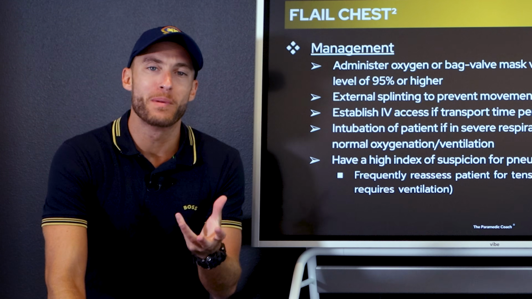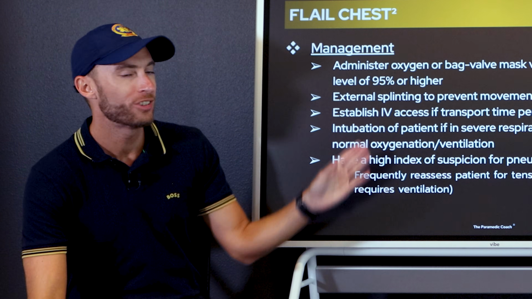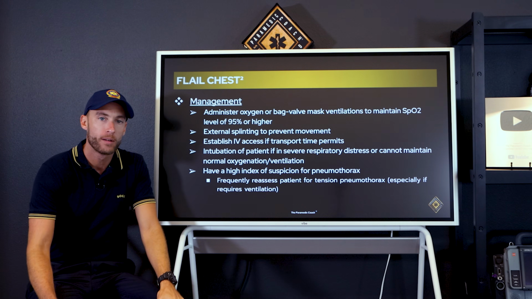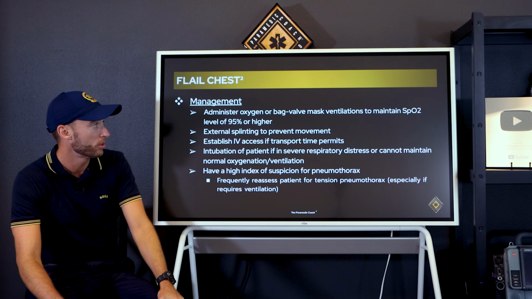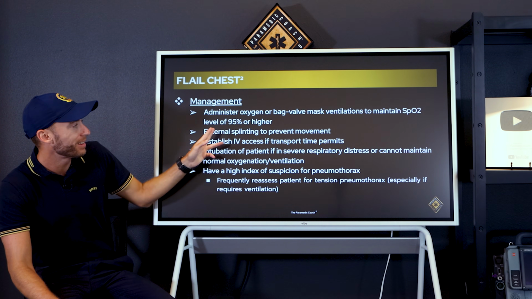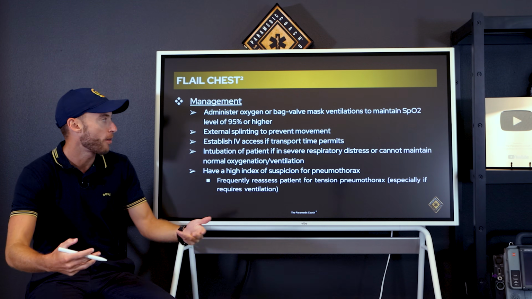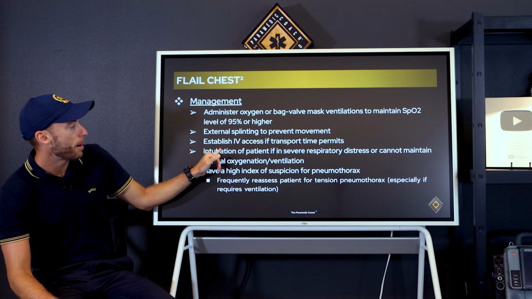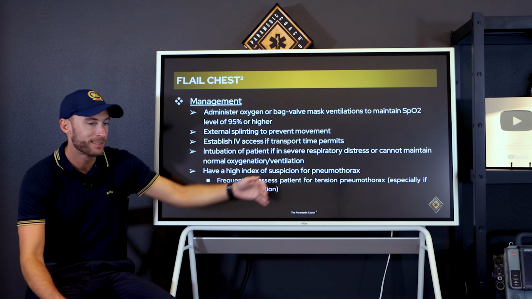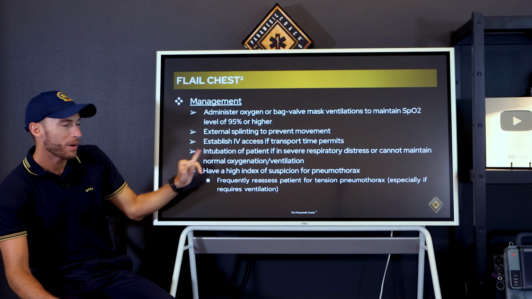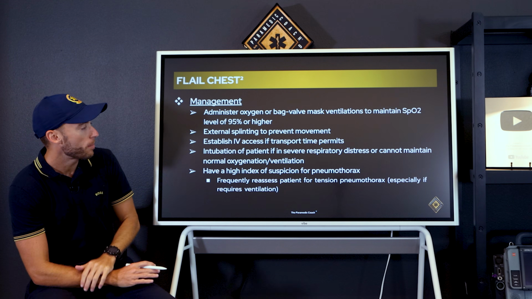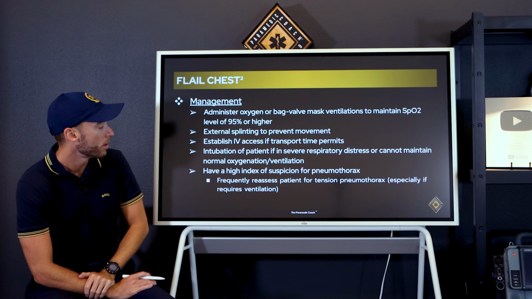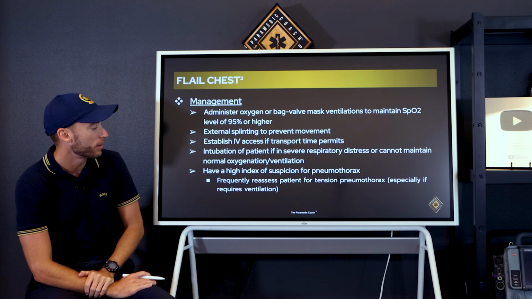So what's our management of a patient with flail chest? Well, the first management piece is to administer oxygen or, if needed, bag valve mask ventilations to maintain SpO2 of at least 94, 95 or higher. External splinting to prevent movement, that can be done. Establish IV access if transport time permits, so ALS, get an IV. Now, I got a pro here. Intubation of the patient if in severe respiratory distress or cannot maintain a normal oxygen ventilation.